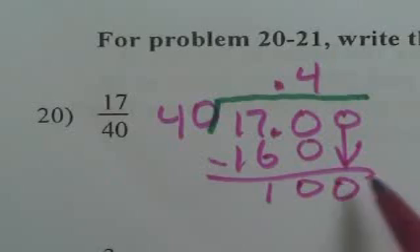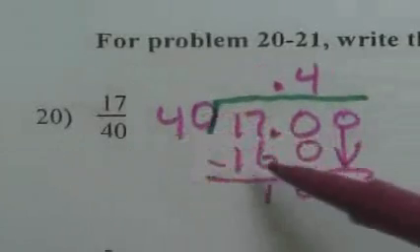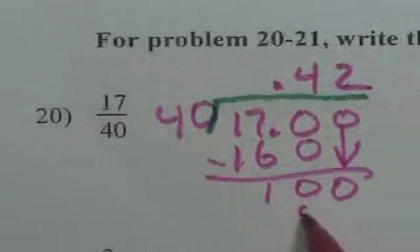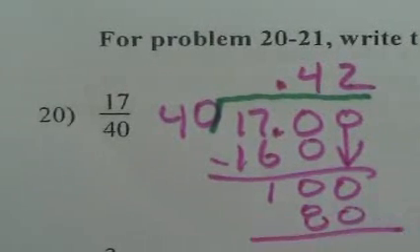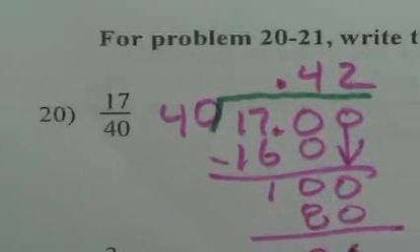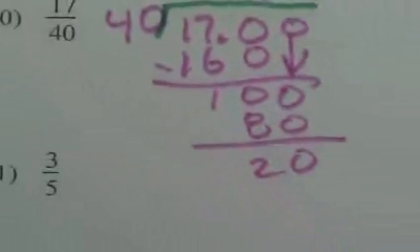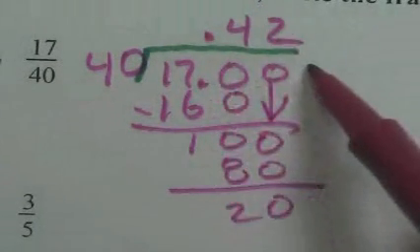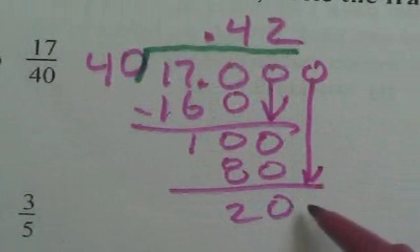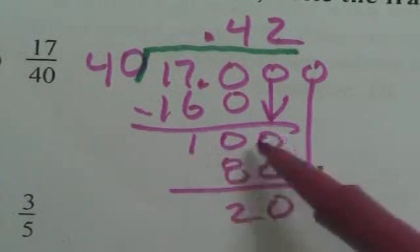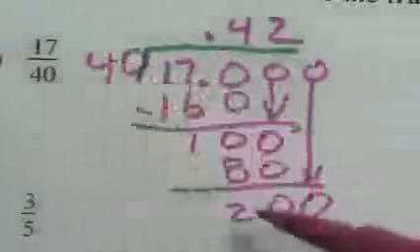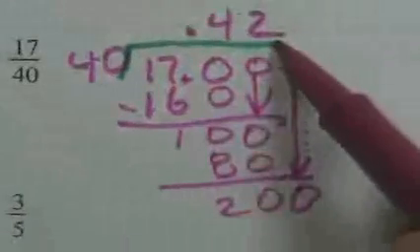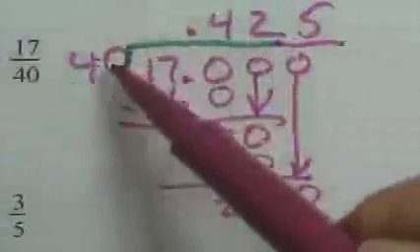Add a 0. Bring it down. 100. 40 goes into 100 twice. Right? 2 times 40 is 80. And that's going to give me 20 left over. And so it looks like it's going to repeat itself, right? I'm going to add a 0. No, it's not going to repeat itself, is it? Okay, let's see. 20. So I add a 0. 40 goes into 200. 4 goes into 20 5 times, so it must be 5. 5 times 40 is 200.